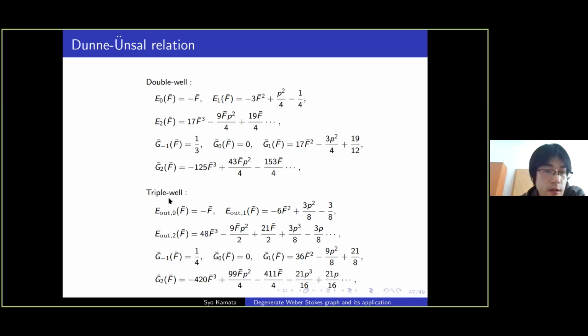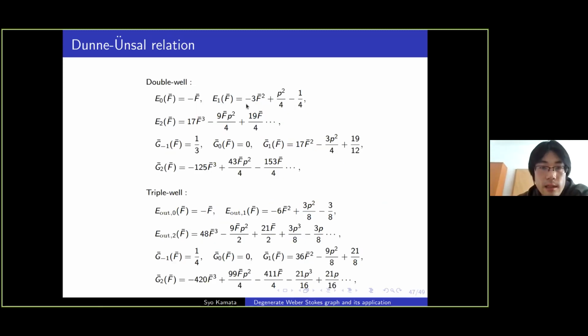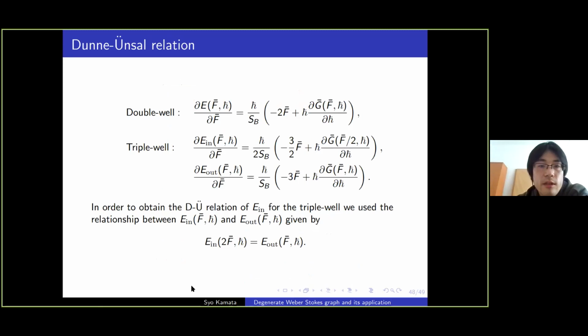And also in the case of the triple well, as I said, in this case we look at only the outer vacuum. So this can be written in this form. By looking at this relation, we can arrive at this form here. So essentially this is the same as a double well, even when it is the SUSY double well.